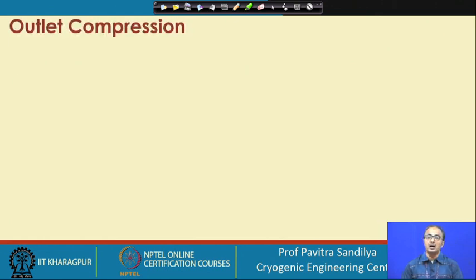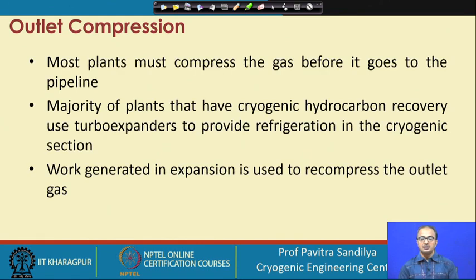And then we need outlet compression. The gas which is produced needs to be compressed before it goes to the pipeline to make it flow. Generally the natural gas which is obtained from the reservoir comes at a very high pressure. So there we do not need to compress it much. The natural pressure itself can make it flow through the pipelines, but on the outlet side, after undergoing many processing steps, the pressure comes down. So we need to recompress the outlet gas to make it flow through the various pipelines.